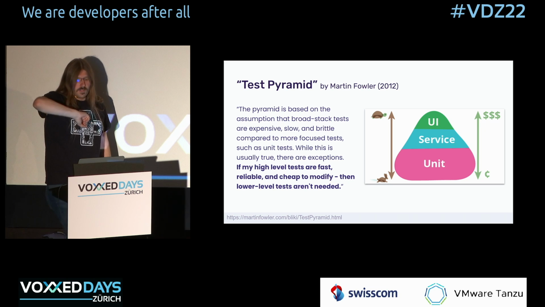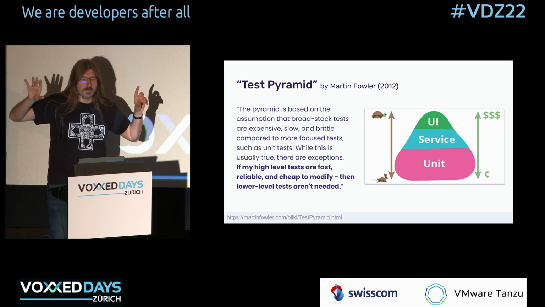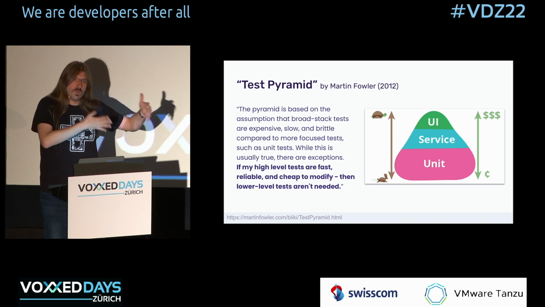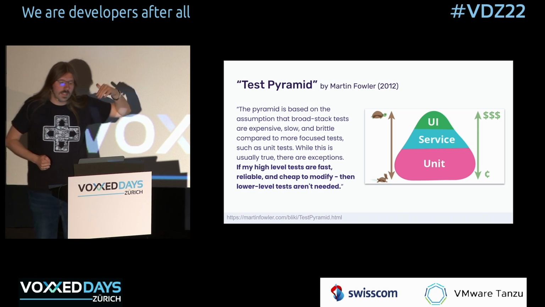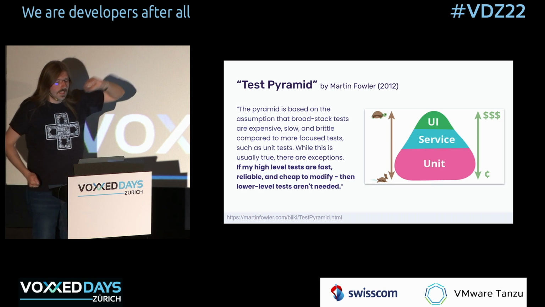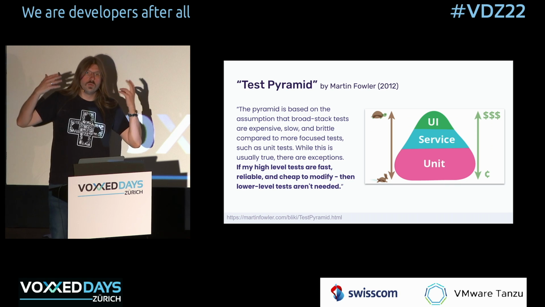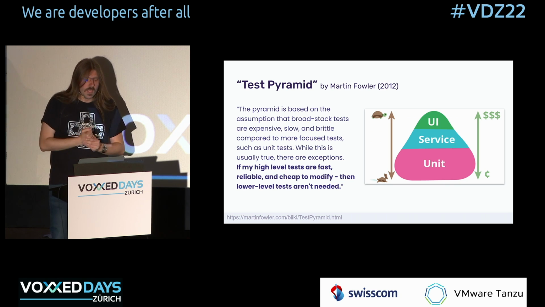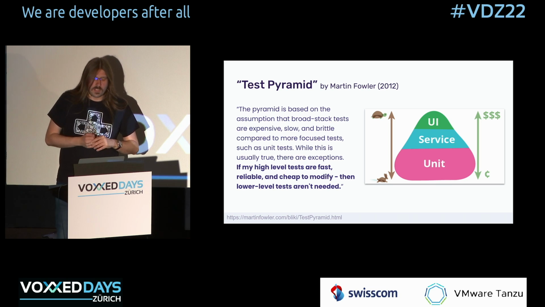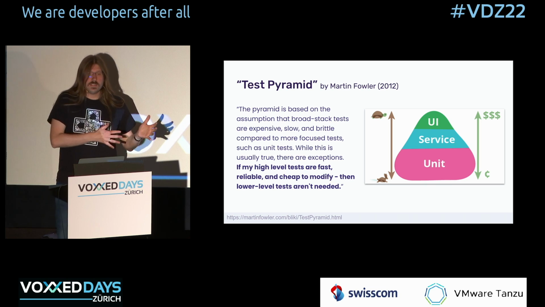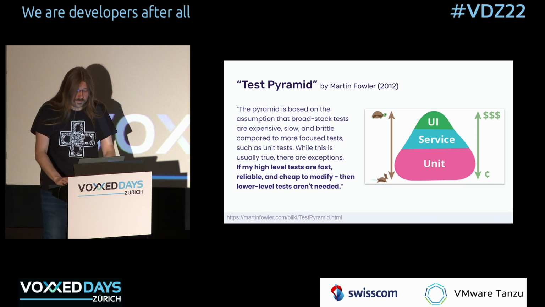The Martin Fowler variant from 2012 is already a little bit more interesting, or I like it more because it adds a little bit of context to it. The other ones were a little bit context-free, but here we say, okay, this pyramid is valid under the assumption that the unit tests run faster, UI tests are slower, and accordingly unit tests are cheaper to write and to maintain, and UI tests are more expensive. But there is a very, very interesting quote in here already: if my high-level tests are fast, reliable, and cheap to modify, then lower-level tests aren't needed. So that is the context of the pyramid back in this time, 2012.